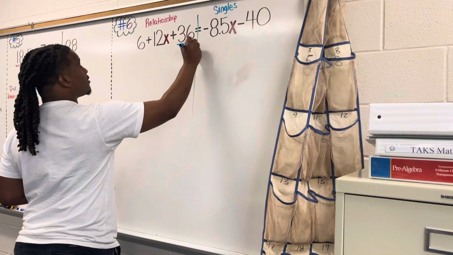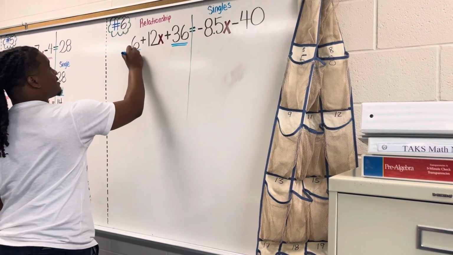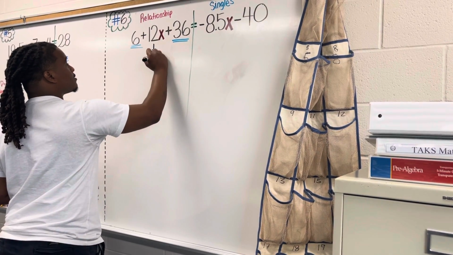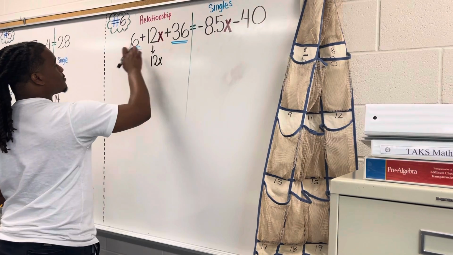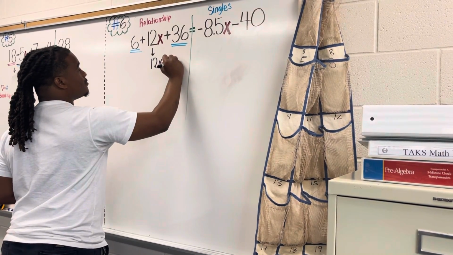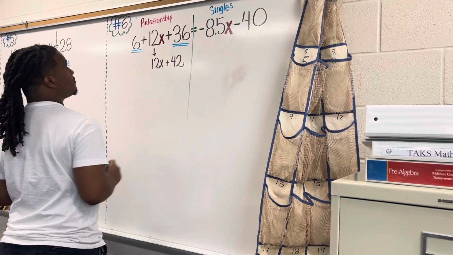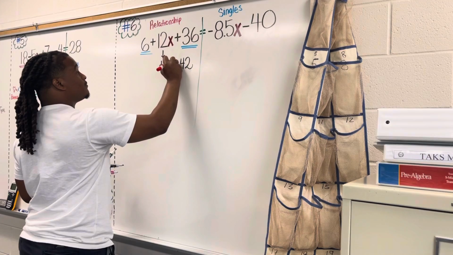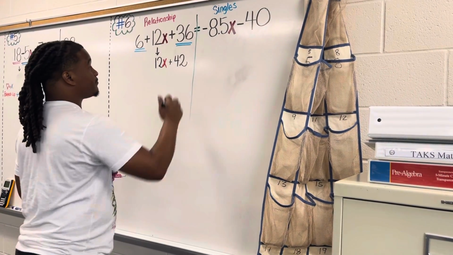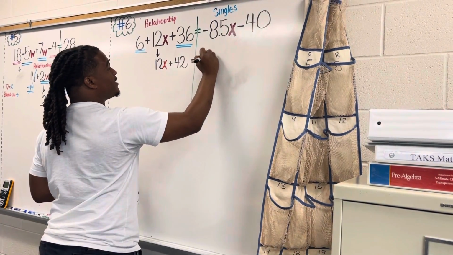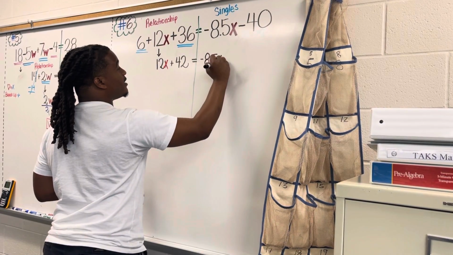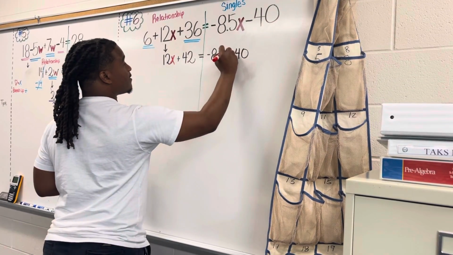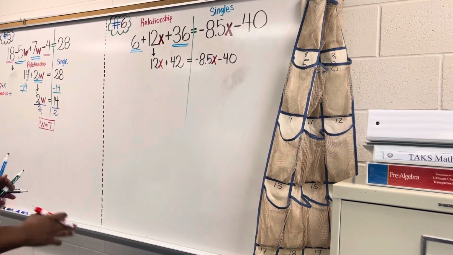So let's start combining like terms. I can combine 36 and 6 together. So I still have 12x. 36 plus 6 is 42. I combined these two like terms together. So now I have 12x plus 42 equals negative 8.5x minus 40. Now all my like terms are combined.